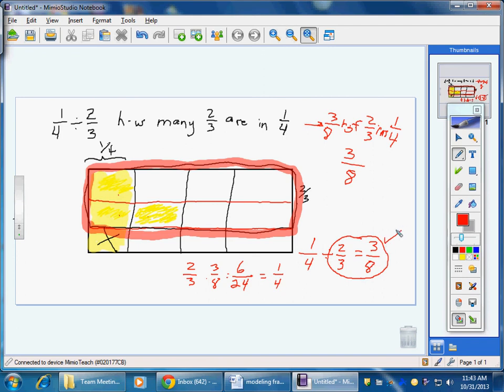So I hope this helps. We'll do some more on this and continue to master the art of dividing by fractions.